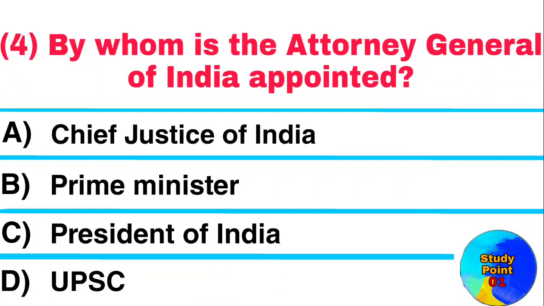Question. By whom is the Attorney General of India appointed? A. Chief Justice of India. B. Prime Minister. C. President of India. D. UPSC. Answer. President of India.